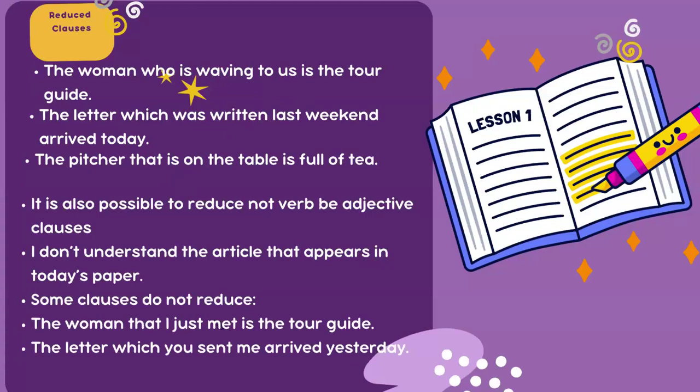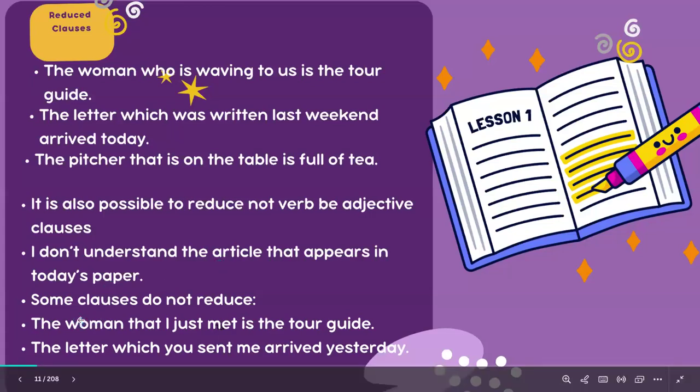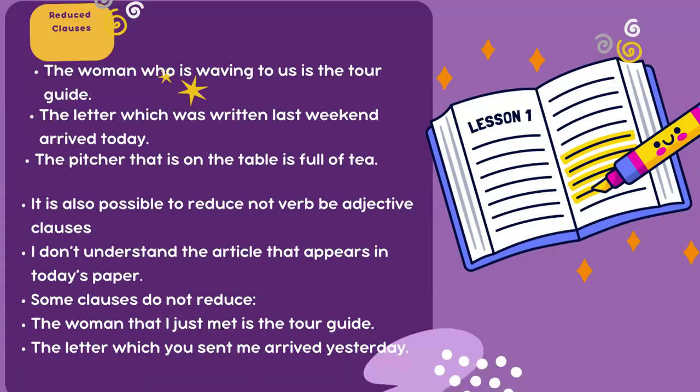For example, here: The woman that I just met is a tour guide. It would be incorrect to say, "The woman meeting is a tour guide," like I transformed in this one. The letter which you sent me arrived yesterday. I won't be able to say, "The letter sending me arrived yesterday." So we need to pay attention to those tiny differences to make correct sentences.